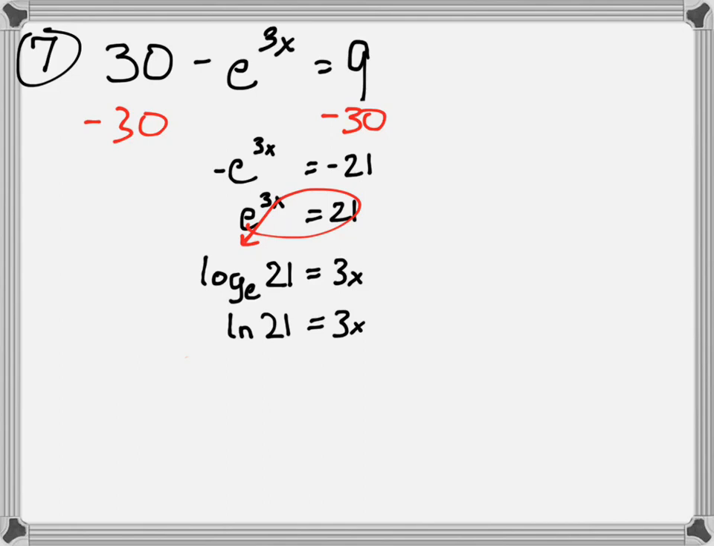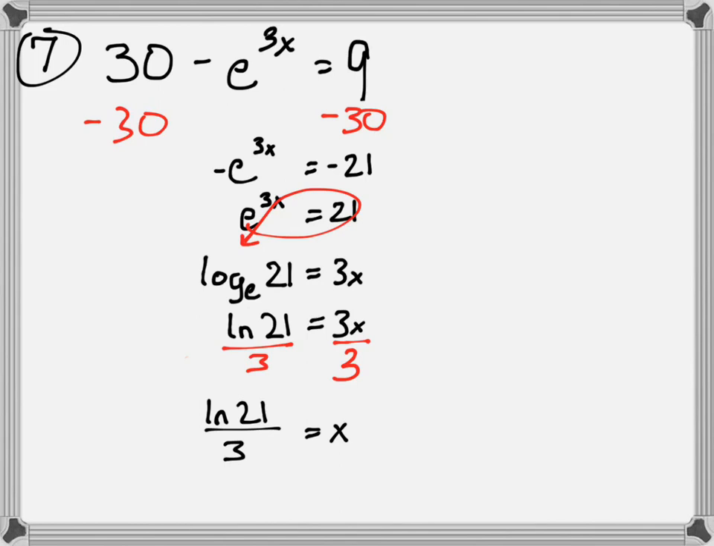What do I need to do to solve this? Look at the operation that's connected to the x. Multiplication, so we need to divide. If it's an exponent, that's when you take it and make it logarithmic. And so ln of 21 divided by 3 is equal to x.